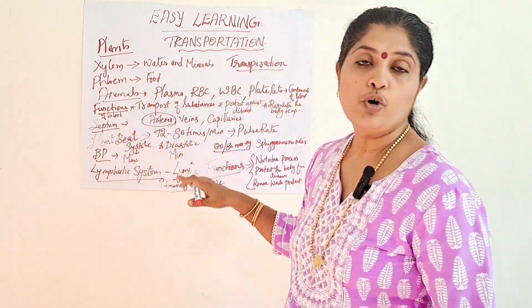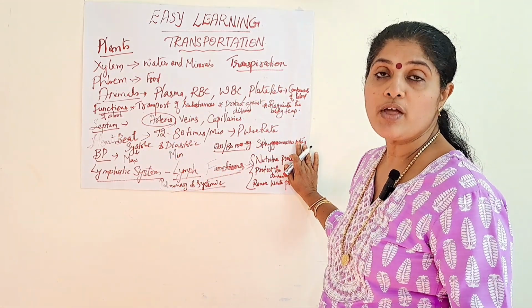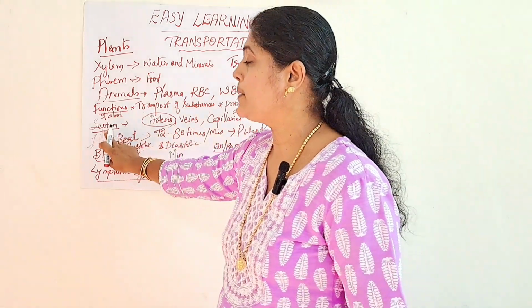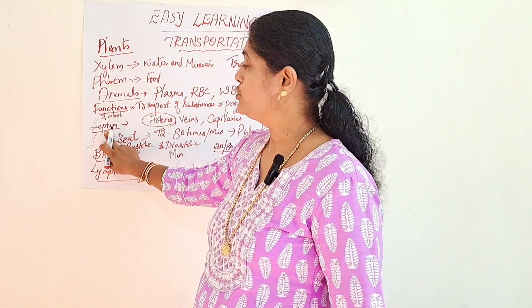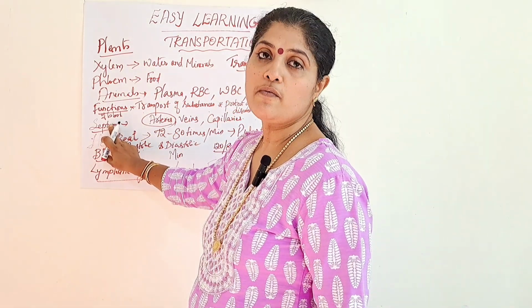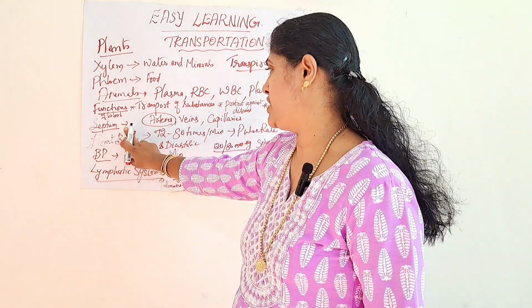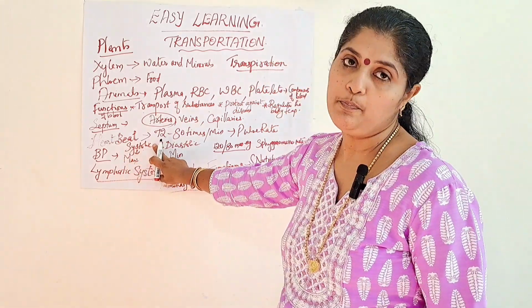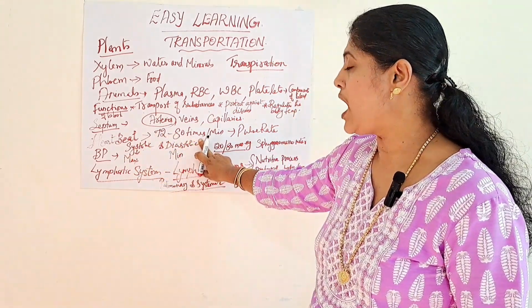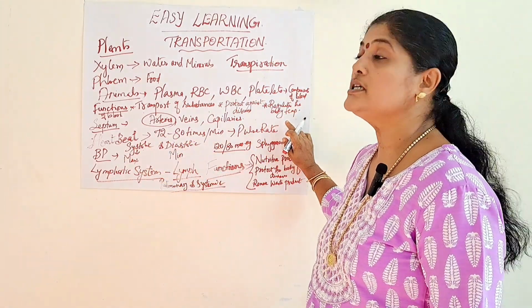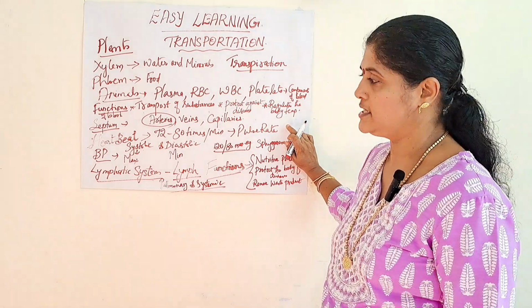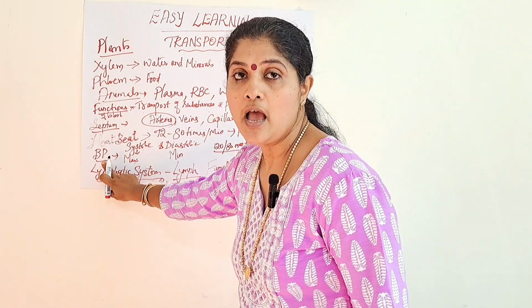Another, when I told all the structures, that is all the parts of the heart, one of the most important parts is the septum. So, what is the main function of the septum? It helps in preventing the mixing of oxygenated and deoxygenated blood. Then comes the heartbeat. What is the normal rate of heartbeat? What is the instrument used to know the heartbeat? That is the stethoscope.